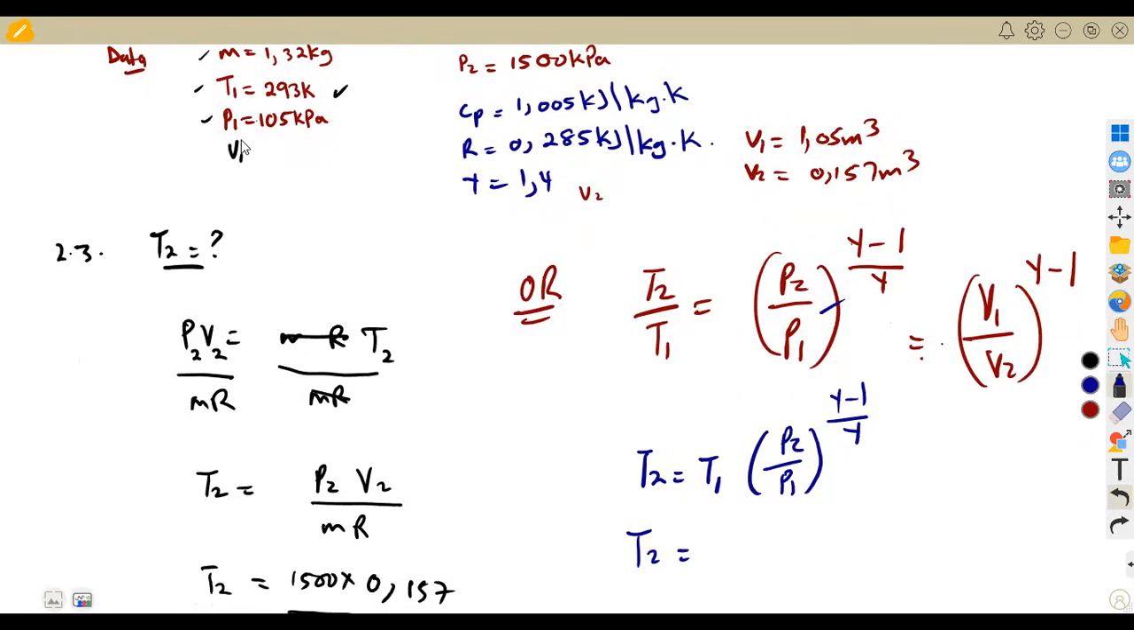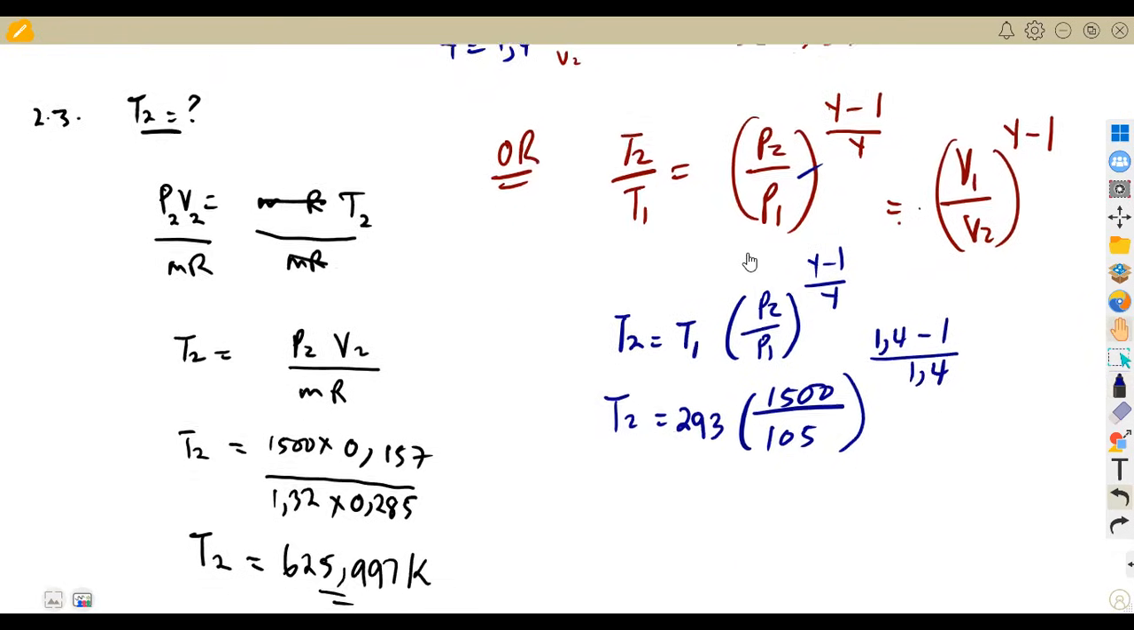T2 is equal to, remember, T1 is 293. So I've got 293 into P2, which is 1,500, over P1, which is 105, to the exponent of gamma minus 1 over gamma, that's 1,4 minus 1 over 1,4, which is going to give us the value of T2.